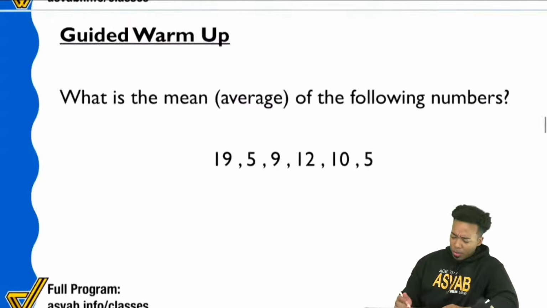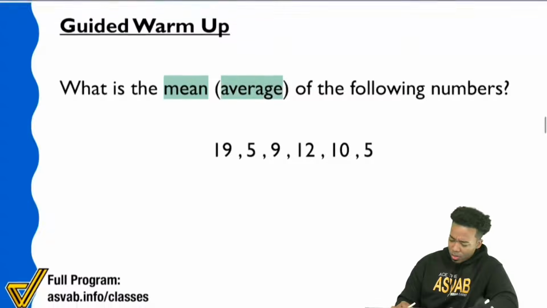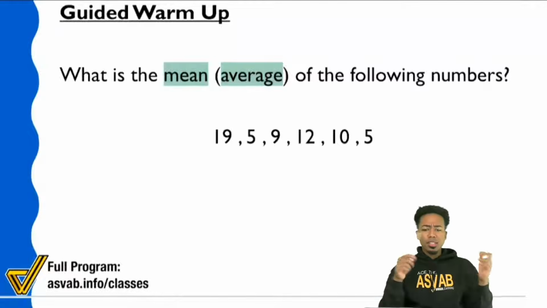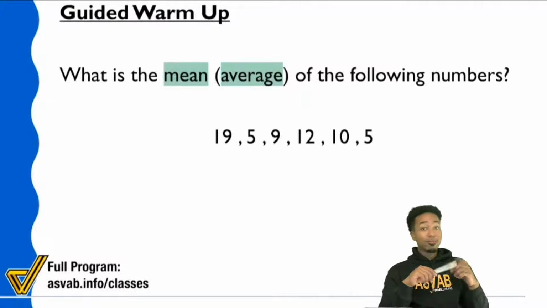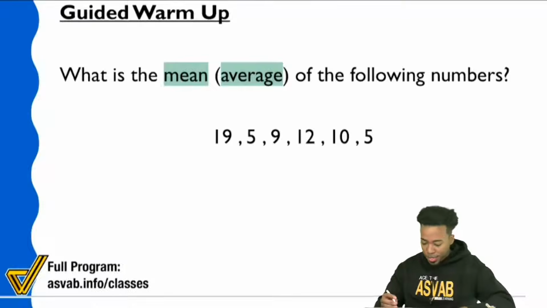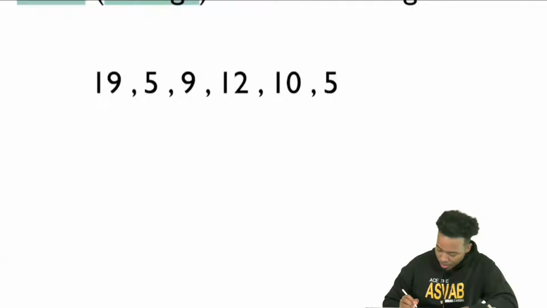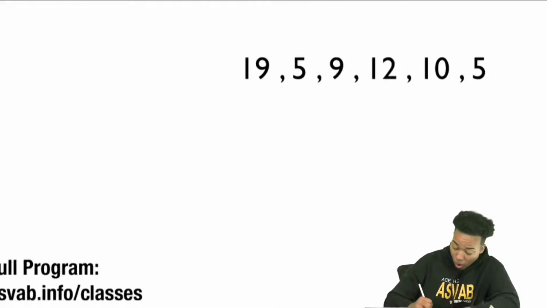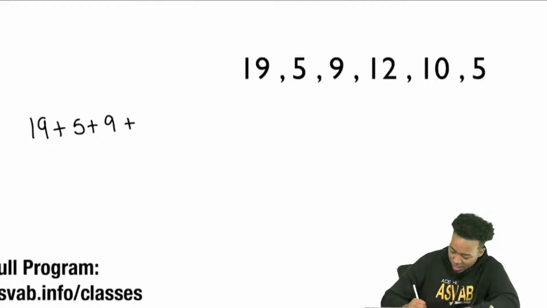All right, so everybody, we're finding the average of this set of numbers. Cool. So what does that mean again? What are we going to do first with the 19, 5, 9, 12, 10, and 5? What are we going to do first? Thank you. We're going to add. Let's go ahead and do that. There's a couple different ways you can do it. One way, you can go ahead and write them all out like this. 19 plus 5 plus 9 plus 12 plus 10 plus 5.